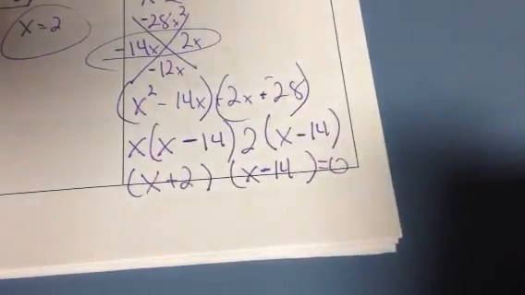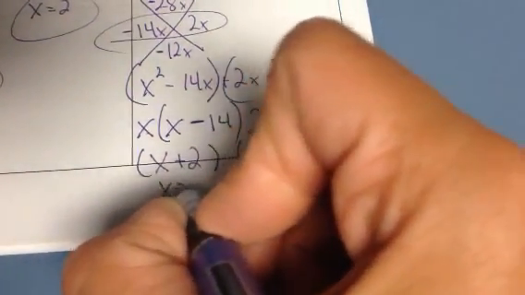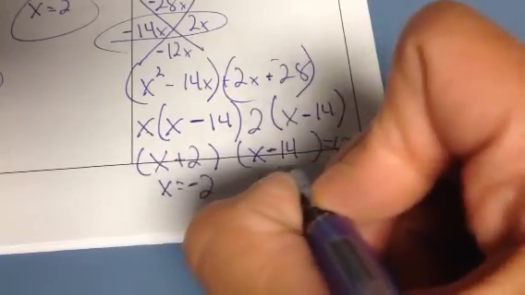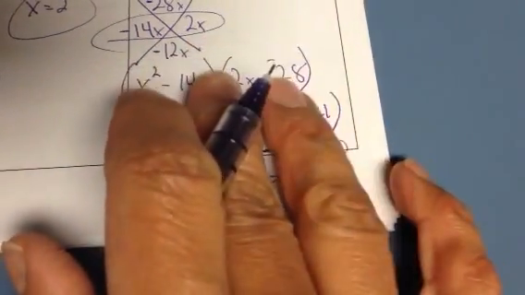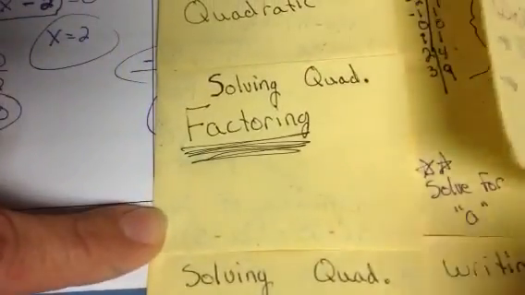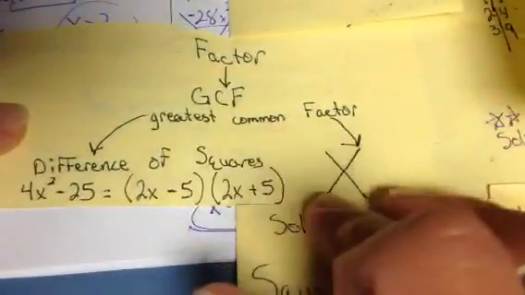And now what makes these 0? These are pretty easy to see. One answer is negative 2, and the other one is 14. So again, where we looked in our flip book is mainly the back. But if you don't remember certain things, then you can go to factoring.